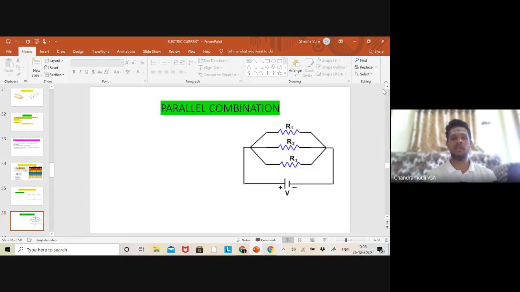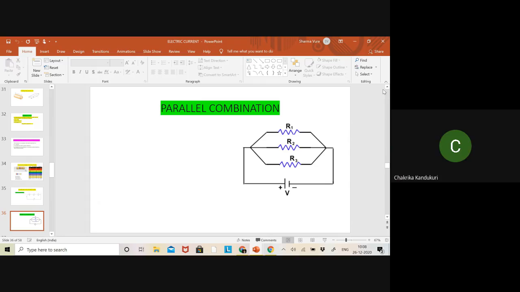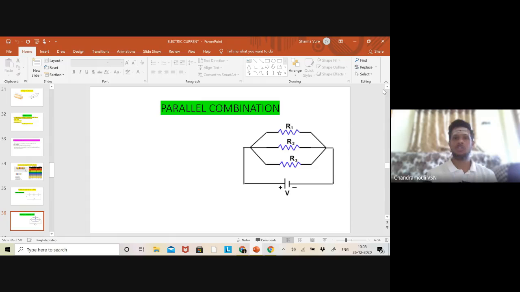Now, in case of parallel combination, 1 by R is equal to 1 by R1 plus 1 by R2 plus 1 by R3. Very good. So, I think this is what we learned yesterday.